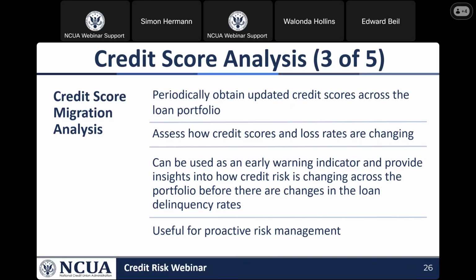Periodically obtaining updated credit scores is very useful for proactive risk management because a borrower's risk profile can deteriorate long before the borrower becomes delinquent on their loans with the credit union. For example, a borrower might become delinquent on loans held at another institution, or they may begin running up substantial credit card balances. That information would be reflected in the borrower's updated credit score before it would show up in the credit union's loan performance metrics. This information can help the board and senior management make better decisions about how to manage the credit risk within the loan portfolio. Next slide.